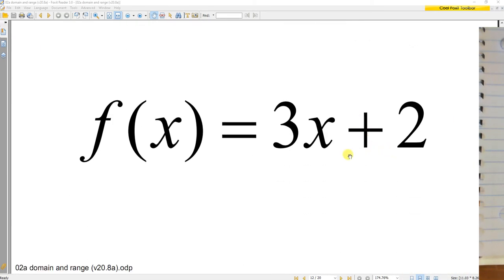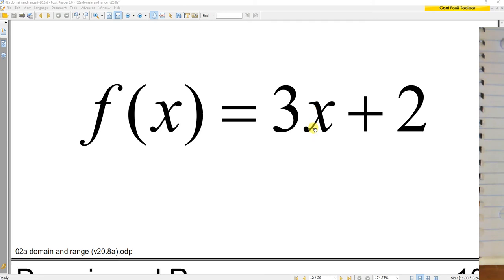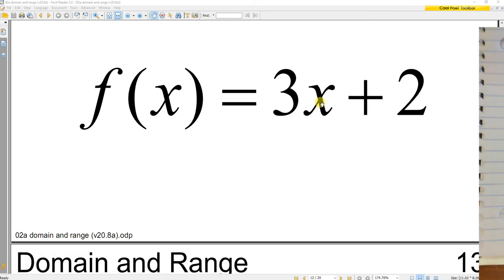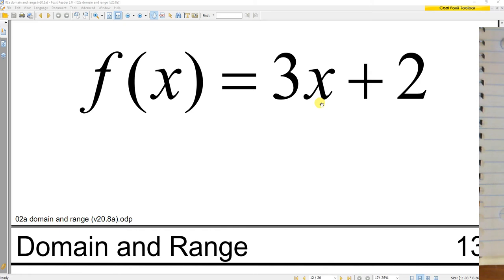So when I look at this guy right here, can I break this thing? Is there a number in here that'll break this? No. Can I put in a negative number? Sure. Can I put in a 0? Sure. Can I put in a 5? Yes. I can put any number into this, and I can actually get any number out of this. So the domain of this is all real numbers, and the range of this is all real numbers. I can put any number in, and I can get any number out.